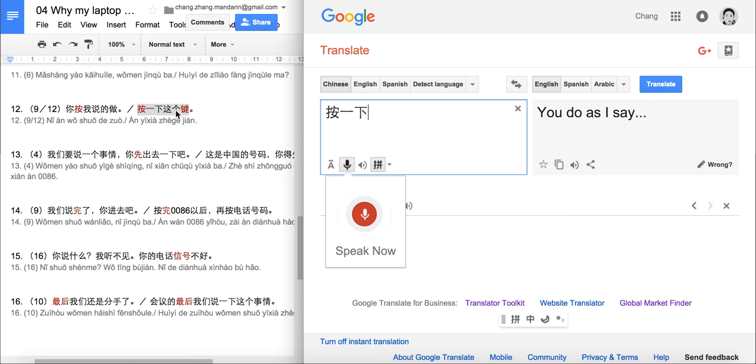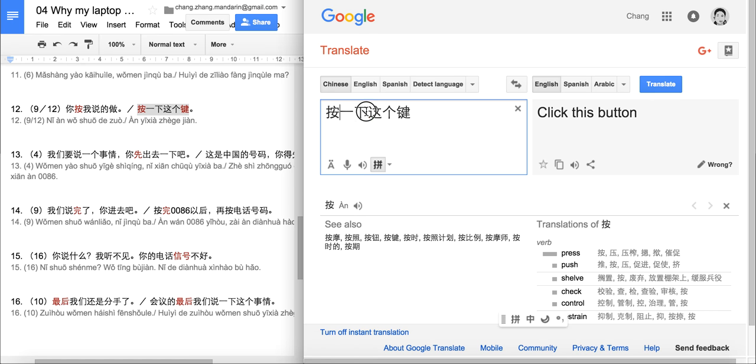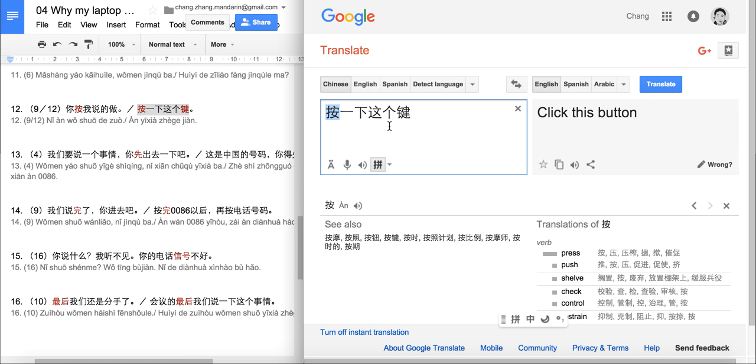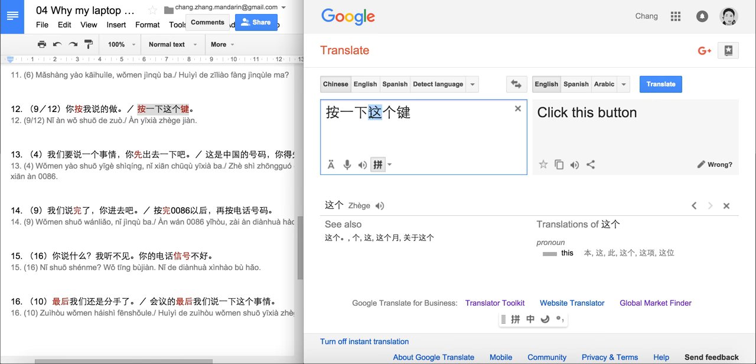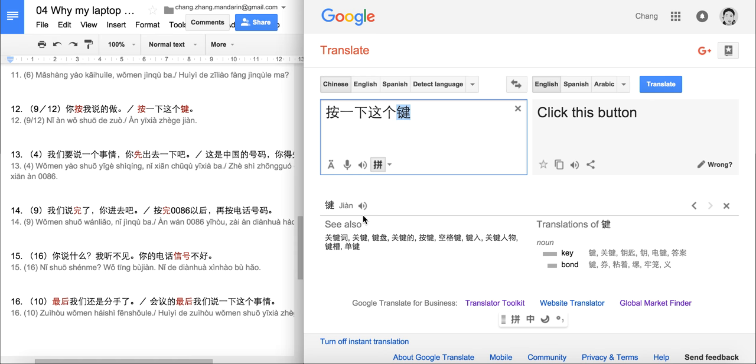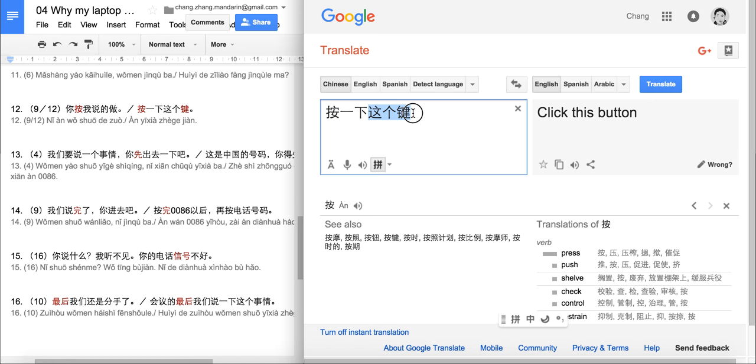按一下这个键，按一下。按 means to press, and 一下 indicates one time for the action. So 按一下 is just to press once. 这 means this, 个 is a measure word, and 键 is another new word for today. That's the button or key. So 按一下这个键 means just press this button.